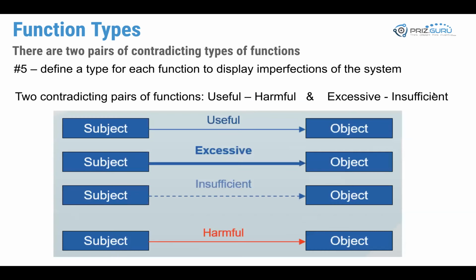Okay, let's continue with the types of functions. There are 4 different types of functions, and they can be represented in pairs, right? First of all, a useful function is the function that a particular component is built for, performing as expected and creating that useful function. For example, the engine is spinning the wheel eventually, right? That's a useful function that it's been built for.